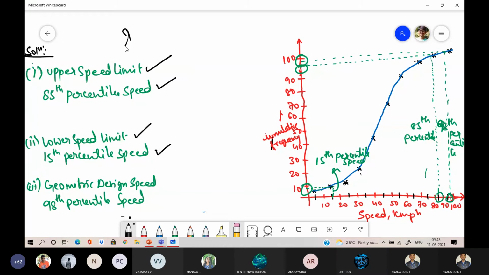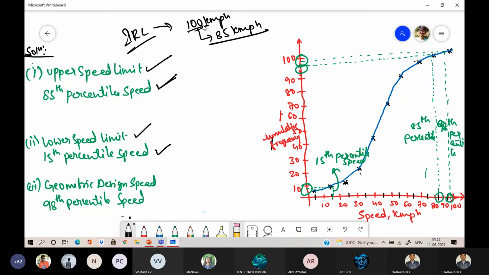It is the standard speed provided by IRC. They have conducted many spot speed studies and fixed the 85th percentile speed at which the vehicles will be moving. For example, if you are designing for 100 kmph, there is only a provision of 80 kmph. You can travel at 80 km per hour, you can't go for 100. The majority of vehicles will follow this 85th percentile speed. They will not be moving at 100.